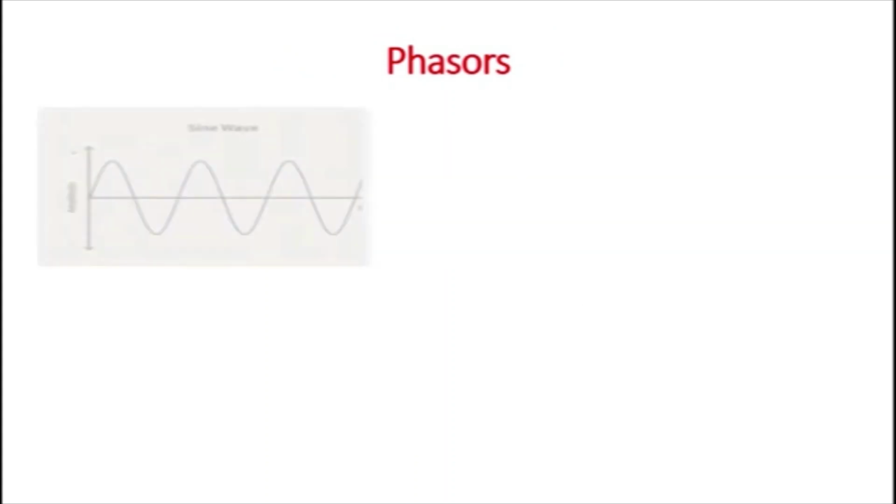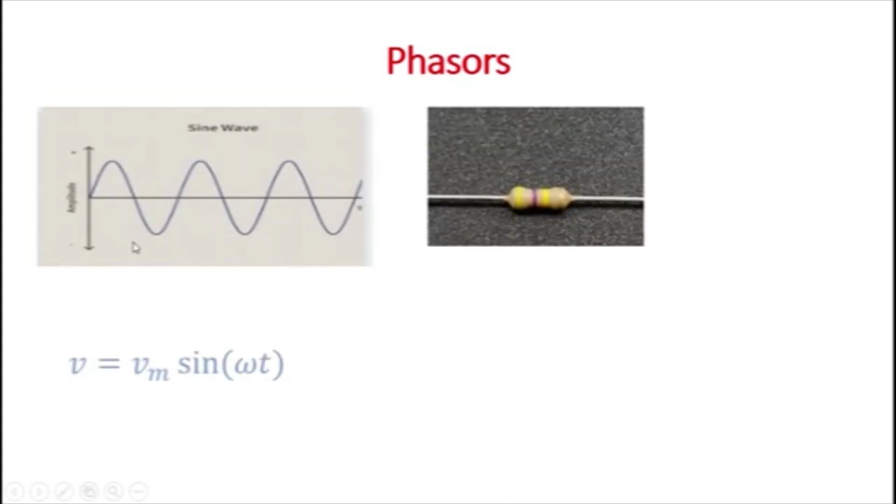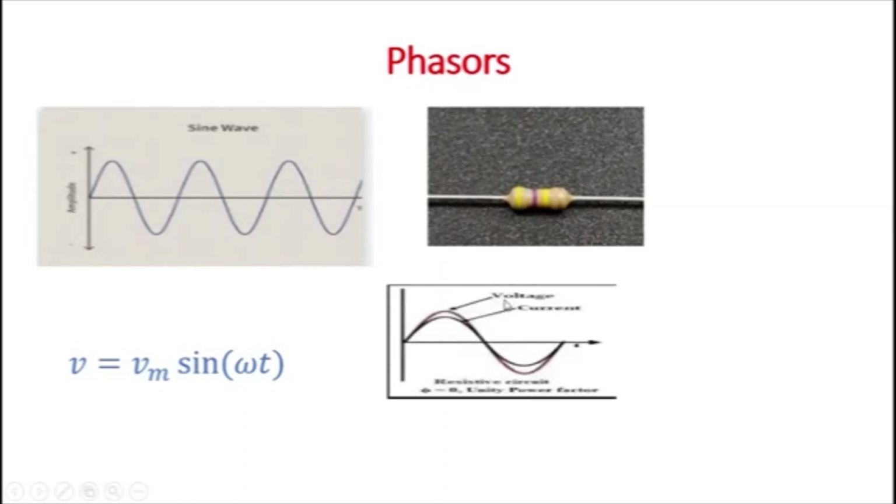Let's assume you are applying this particular wave, which can be represented by Vm sine omega t, across this resistor. When we apply this across the resistor, they follow each other. While the voltage is rising, the current also rises in that manner. They just follow each other, so we say they are in phase. There's no phase shift between them; one doesn't delay while the other moves away from it.